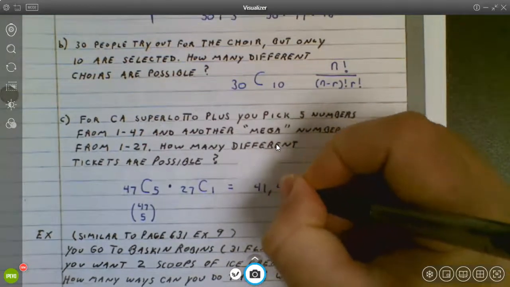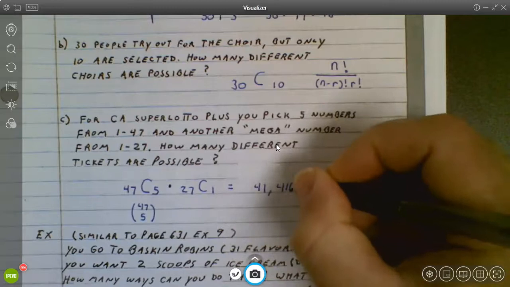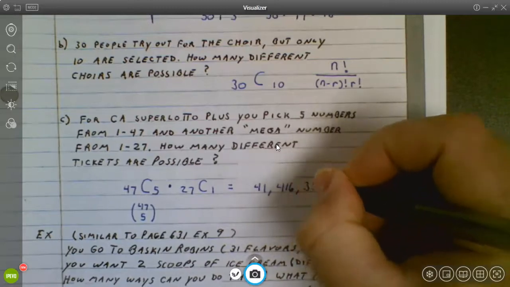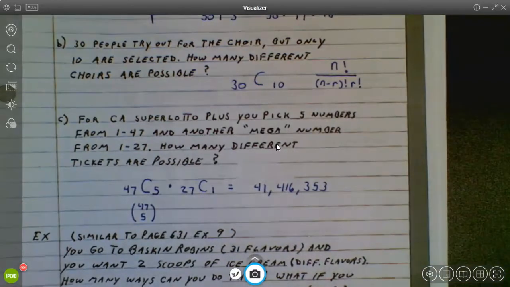So 416,353. That's how many combinations are possible for Super Lotto Plus tickets. So then what's the probability of winning?